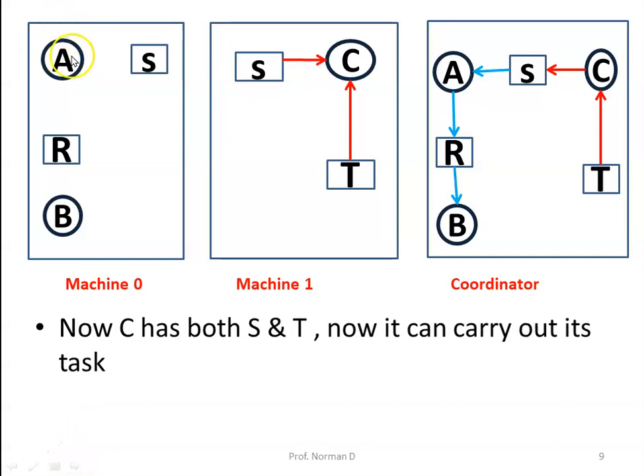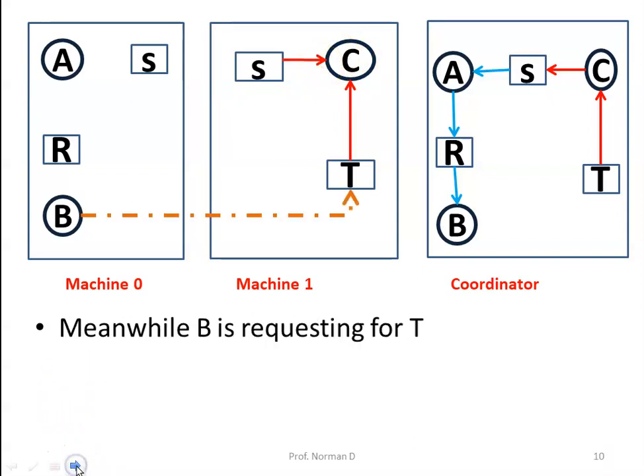So now A has done its job. It has released R, it has released S. Now on machine 1, C was already holding the resource T, and now it is getting access to resource S also. So now it can carry on its work. Meanwhile, when C is executing its job, B has requested resource T.